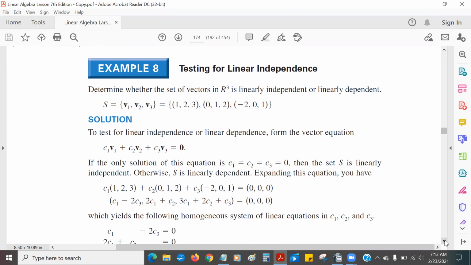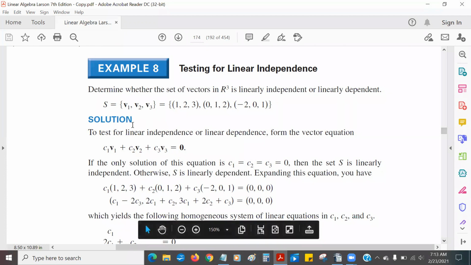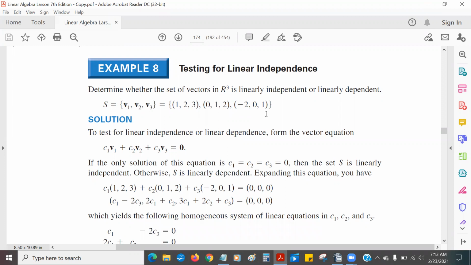It's kind of awesome. So S is the set of vectors (1, 2, 3), (0, 1, 2), and (-2, 0, 1). We want to see, is this dependent or is it independent? What we're going to do is look at the equation c1v1 + c2v2 + c3v3 = 0. If we find that the only solution is 0, 0, 0, then it's independent.